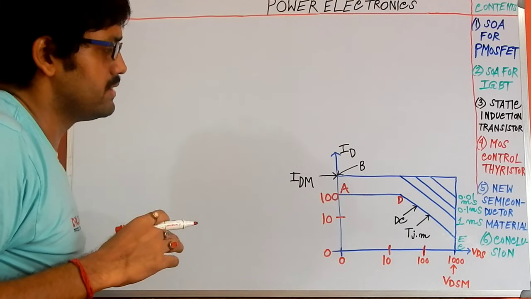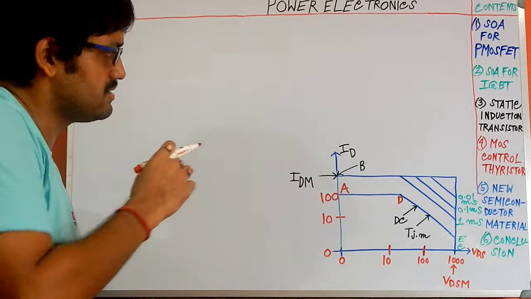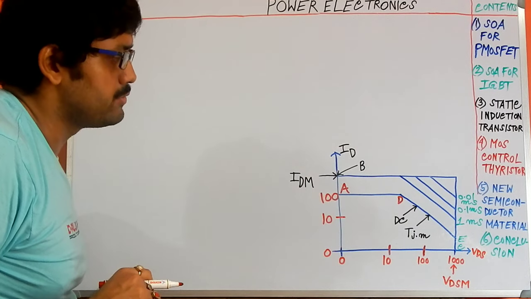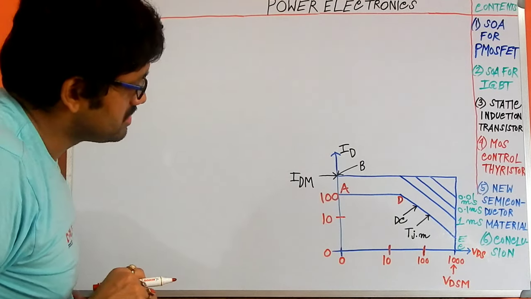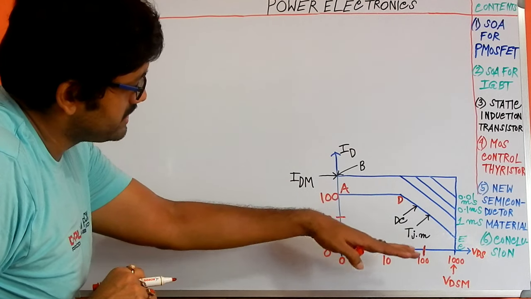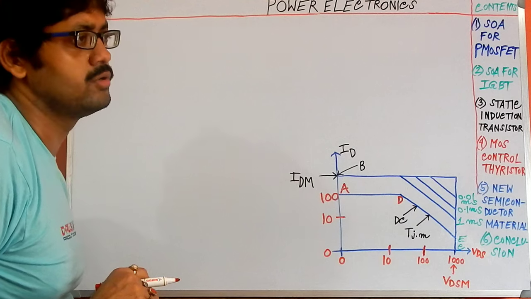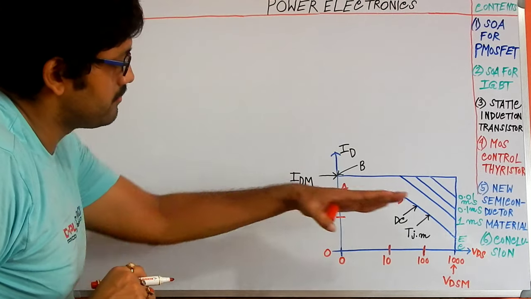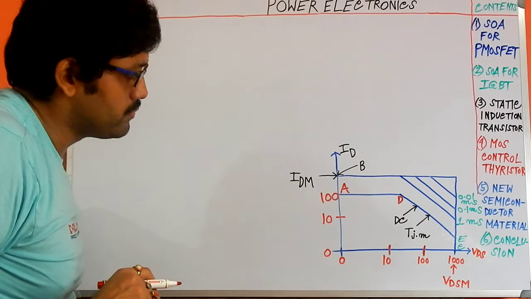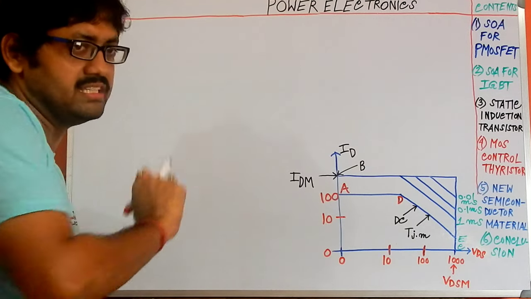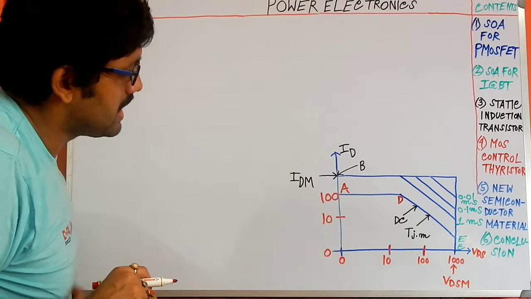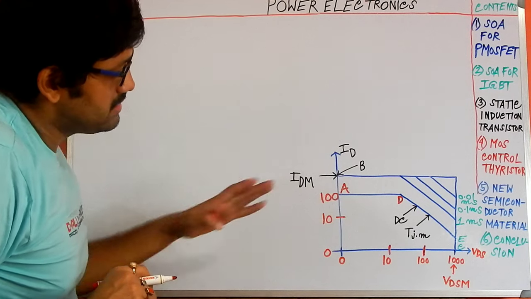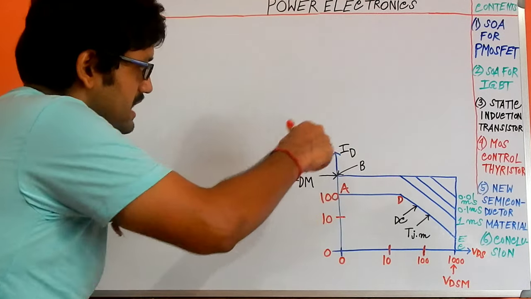Why do I consider that these ID and VDS axes are in the logarithmic scale? Because the values of VDS and ID are very, very small. In order to have a clear idea about the values of VDS and ID, we need to increase the scaling of these. That is why the VDS and ID axes are constructed in the logarithmic scale. So this is all about the scaling of ID and VDS.